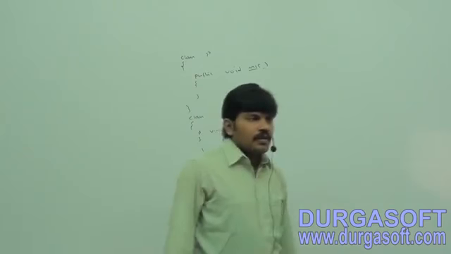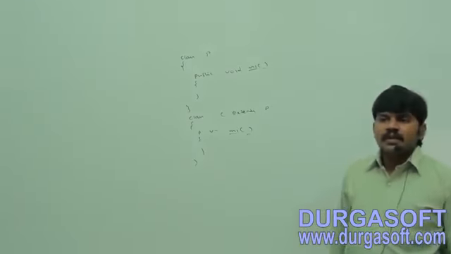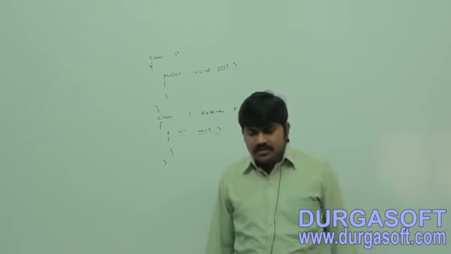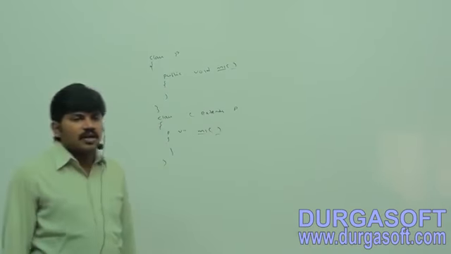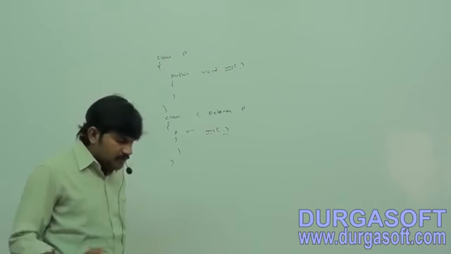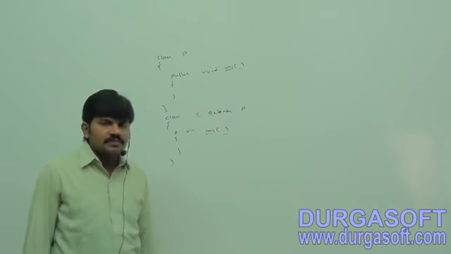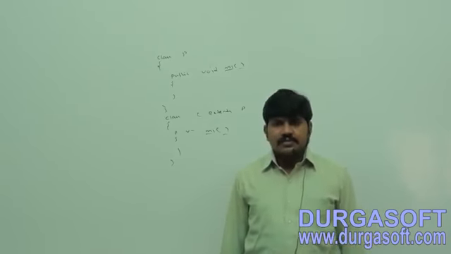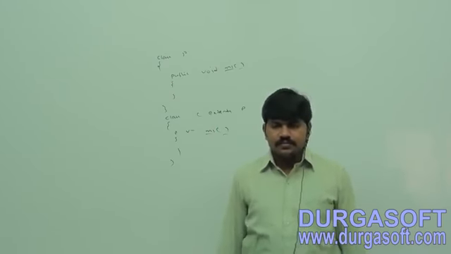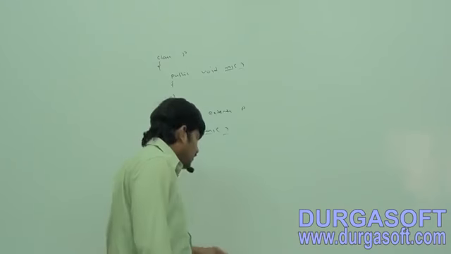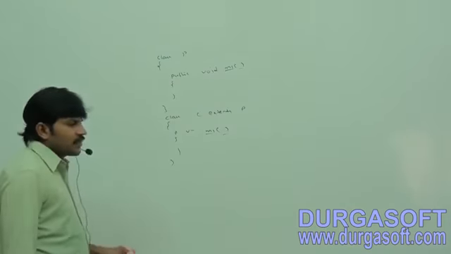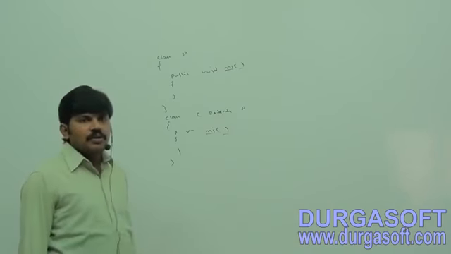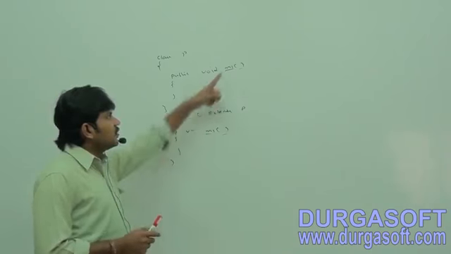Are you getting the first point? In overriding, the first point is that method names and argument types must be matched, that is, method signatures must be the same. Okay, that's all. Are you getting the point? So method names must be the same, method arguments must be the same, that is, method signatures must be the same.